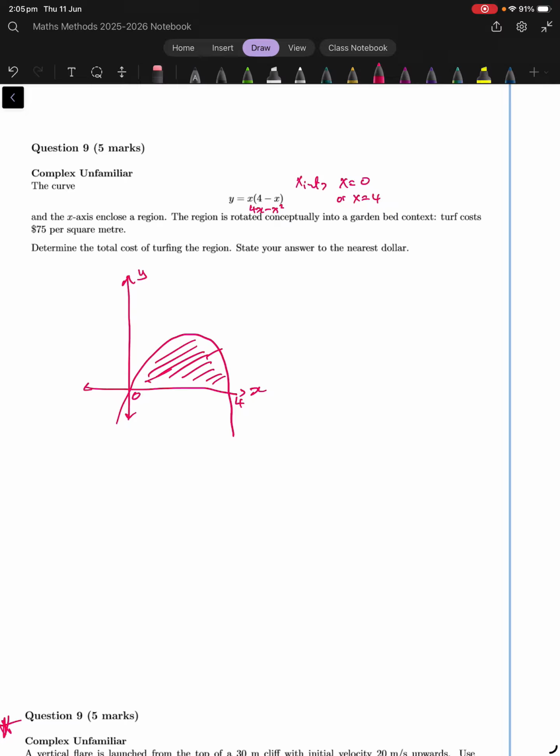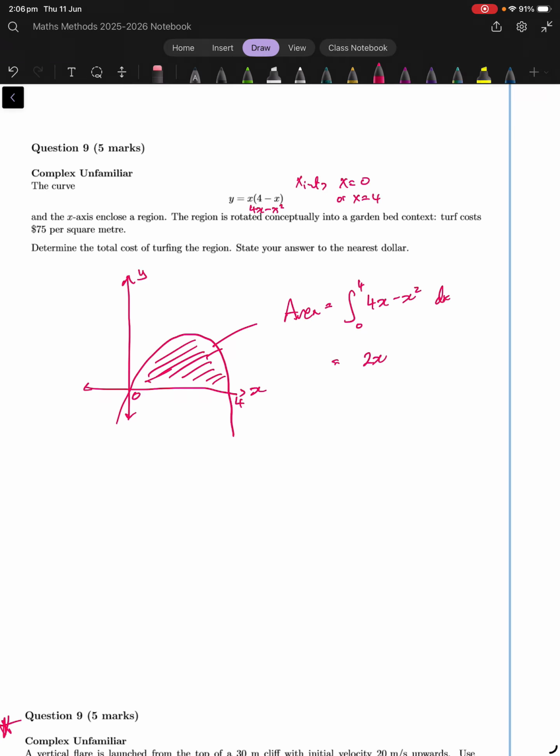And determine the cost of turfing the region. I don't know why they're saying it's rotated conceptually into a garden bed, but whatever. And it's $75 per square metre. So all we've got to do is find the area. So the area is just the integral of that function. I'm going to use the expanded form because it's going to be a little bit easier for me to work with. From 0 to 4.